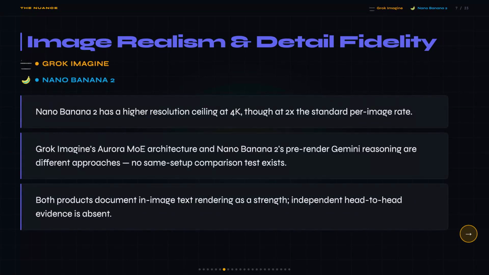Now, the resolution difference is real. Nano Banana 2 goes to 4K and Grok Imagine tops out at 2K. But a higher resolution ceiling doesn't equal better output quality. No same prompt comparison test exists for both products right now. So the gap is smaller than the spec sheet makes it look. And honestly, for most screen use cases, 2K is probably enough.